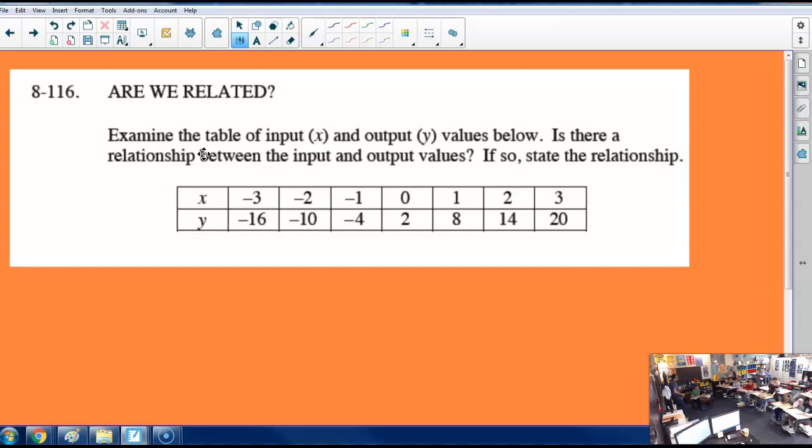So the top, our x's, are just consistent: -3, -2, -1, 0, 1, 2, 3. Bottom is consistent too.